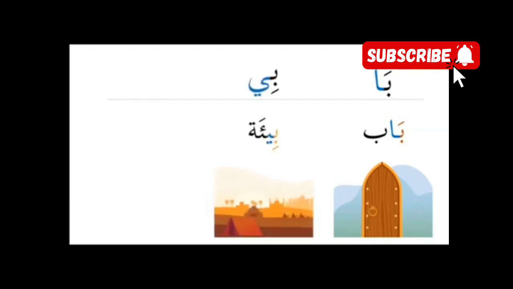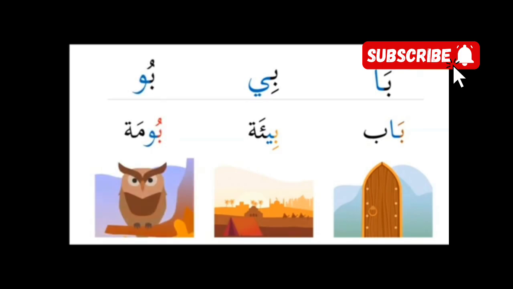And here we have some examples of the letter ba used with long vowels in words, like in the word bab. The ba is followed by an alif, which makes the ba sound, and bab means door. Bi'a. The ba is followed by a ya and makes the b sound, and bi'a means environment. Booma. In the word booma, the ba is followed by a waw and makes the boo sound, and it means owl.